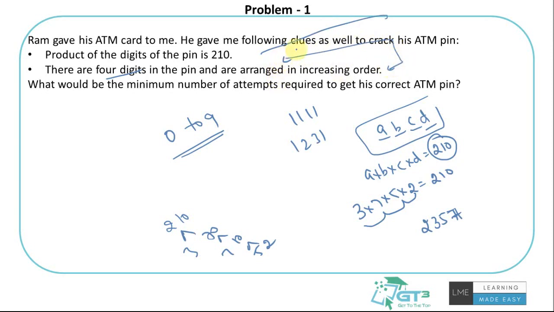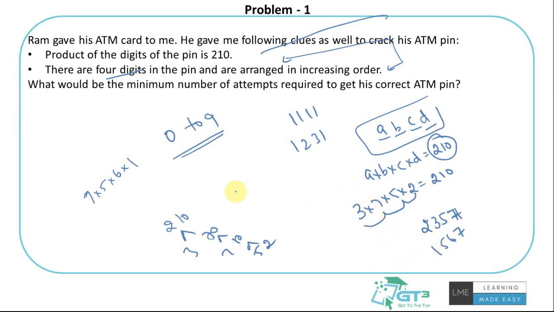Not really. How? What is the other possibility? So 210 can also be written as 7 into 5 into 6: 7 5s are 35, 35 times 6 is 210. So that's okay, but that is only 3 digits. What is the 4th digit? Into 1, right? I can also have something like 7 into 5 into 6 into 1. So what will I get? 1, 5, 6, 7. This is also another possibility.